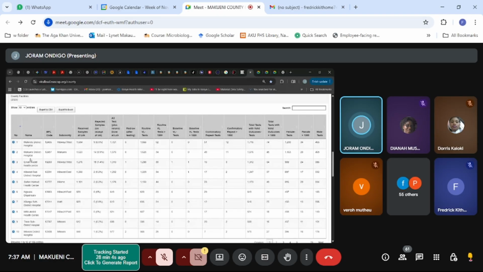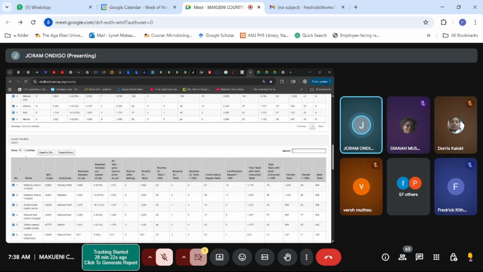You see Makueni District Hospital, you see the rejections, the number of samples they've ever sent. Of course, they start with the biggest volumes, going downwards. So Makindu, Makueni, Emali, Kibwezi sub-counties, Sultan, Ngwata, Kilungu, all the way to the list of the facilities. The most important thing here, you see this one here, entries.